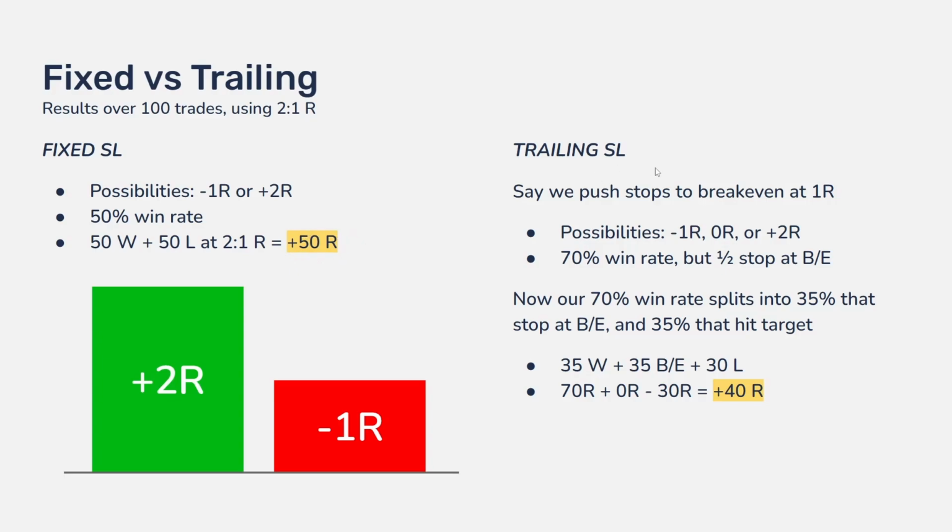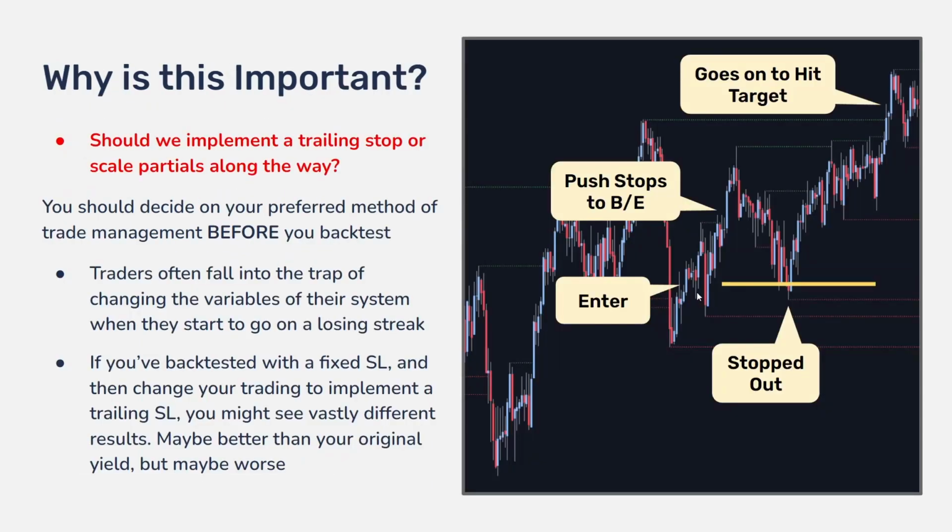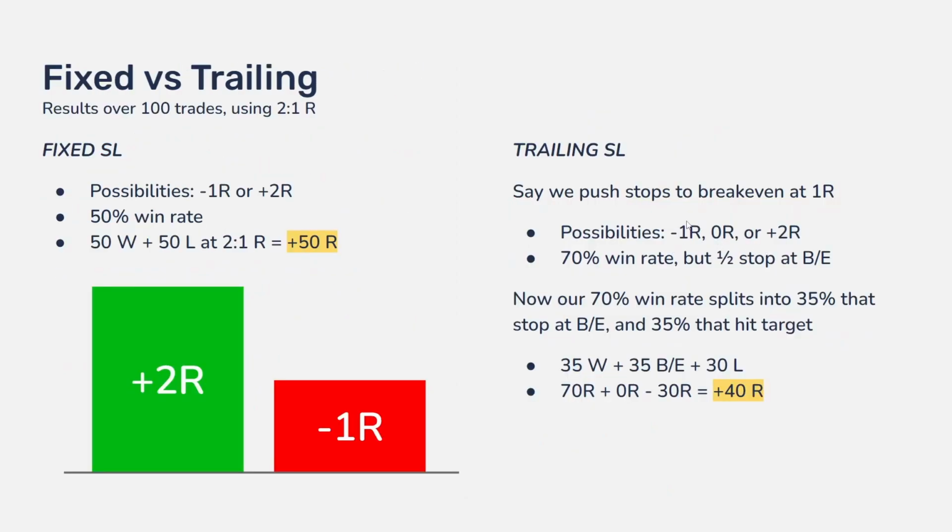But if you instead used a trailing stop loss, if we're directly comparing all the same setups, and you sometimes get stopped out at break even, that means you will have fewer occurrences of stopping out of the position fully and fewer occurrences of seeing your full target. So now your possibilities are losing 1R, going break even, or gaining 2R.